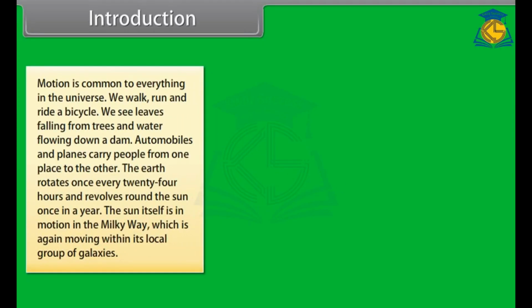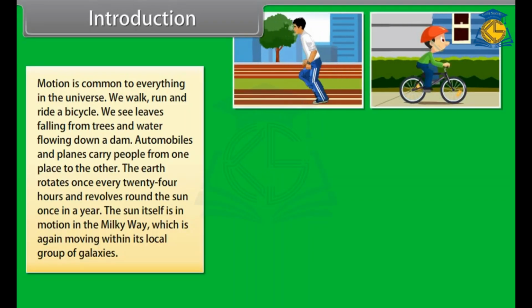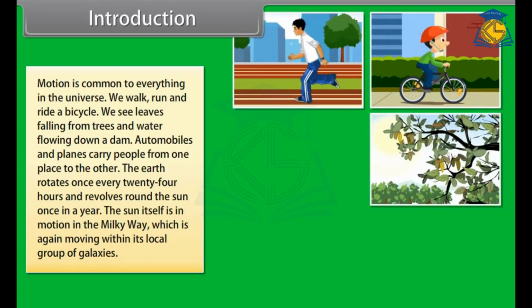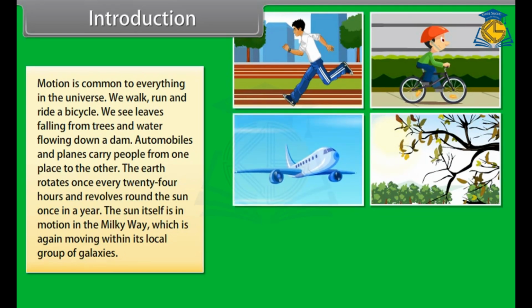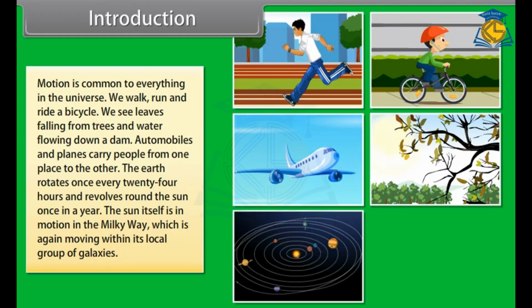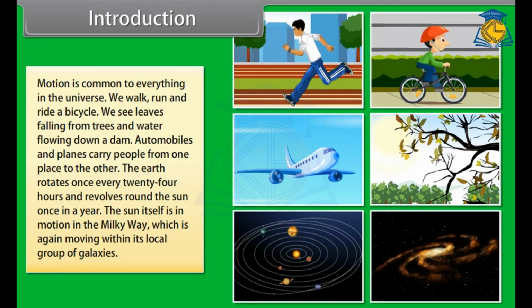Introduction. Motion is common to everything in the universe. We walk, run, and ride a bicycle. We see leaves falling from trees and water flowing down a dam. Automobiles and planes carry people from one place to the other. The earth rotates once every 24 hours and revolves around the sun once a year. The sun itself is in motion in the Milky Way, which is again moving within its local group of galaxies.